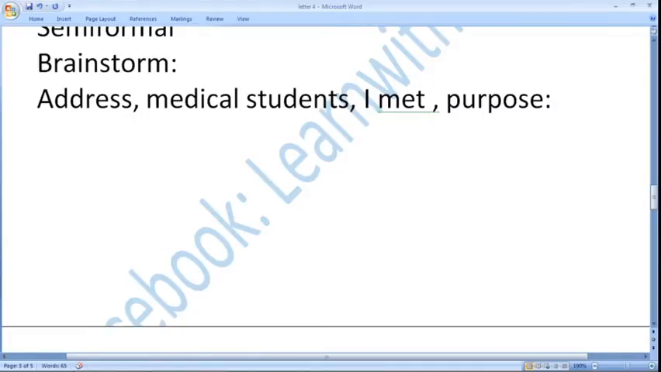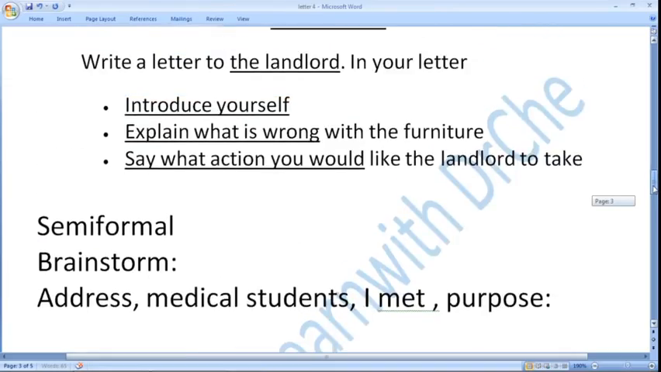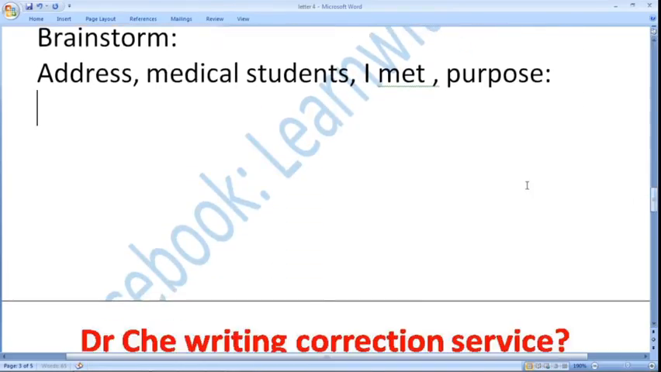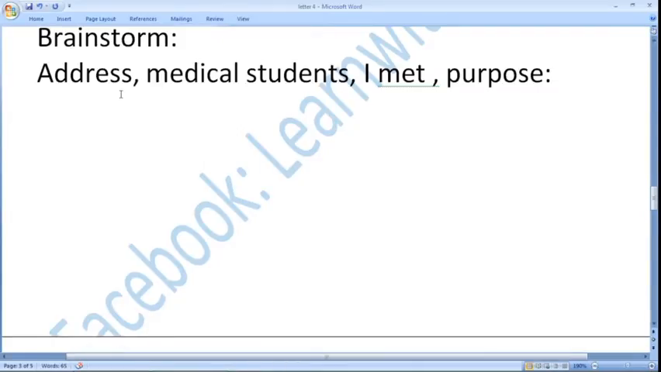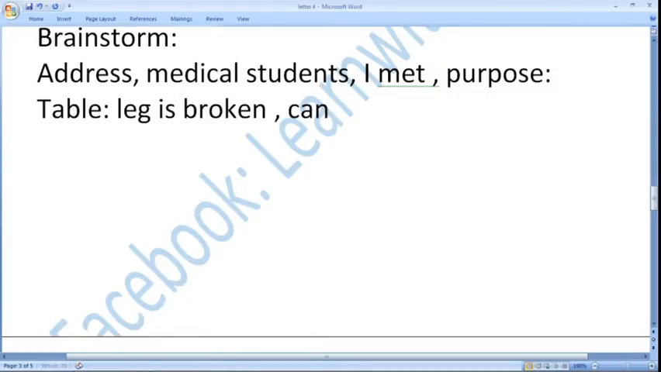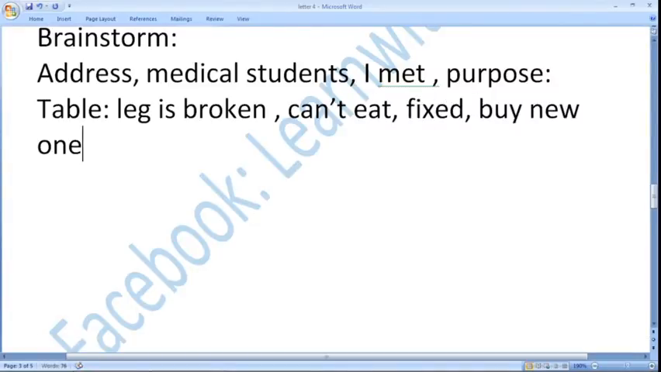Then I would go to the second bullet point, that is, what is wrong with the furniture? First of all, what would we write about a table? The leg is broken. We can't eat. So what would you like him to do? Get it fixed. Buy a new one.